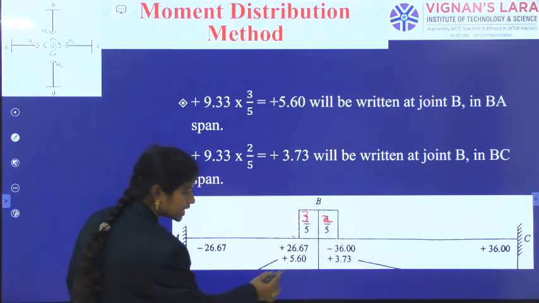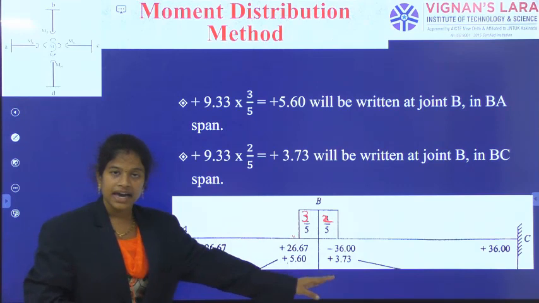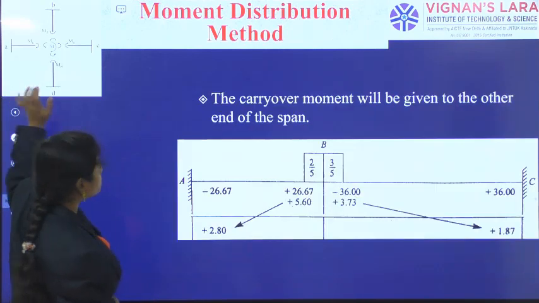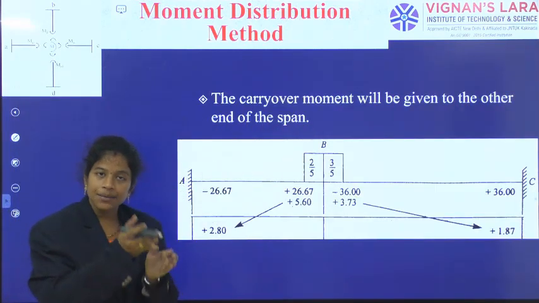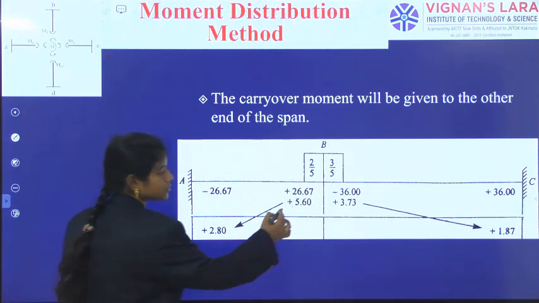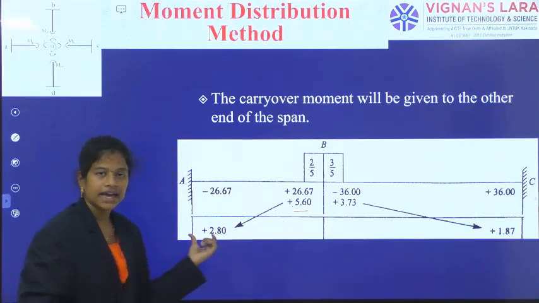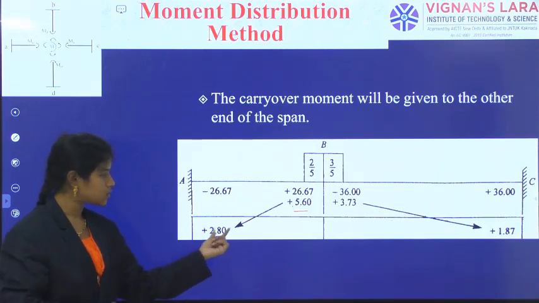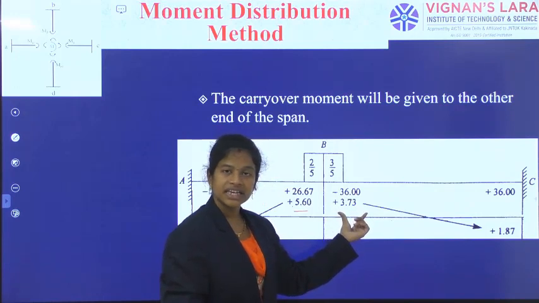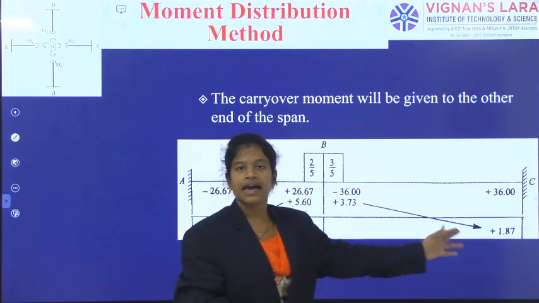As we are giving these forces, again the corresponding carryovers you have to remember. As I am giving this, the corresponding carryover moments we have to do. That corresponding carryover moment will be given with the same sign but with half the quantity. Okay. So as 5.6 is given with the positive sign, half of the quantity is given to the other end with the same sign. So half of 5.6 we have got plus 2.8, and plus 3.73 is there. Half of this will be carried over. That carryover moment will be given.